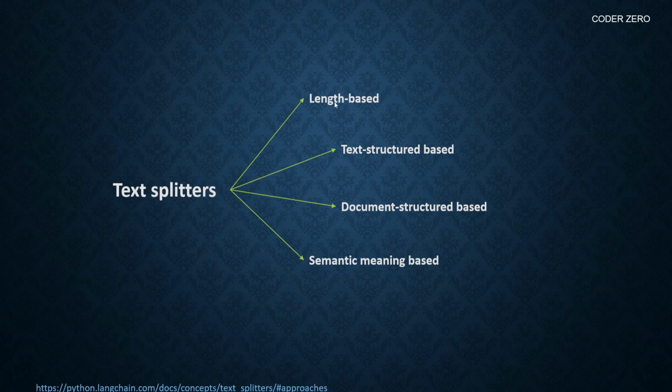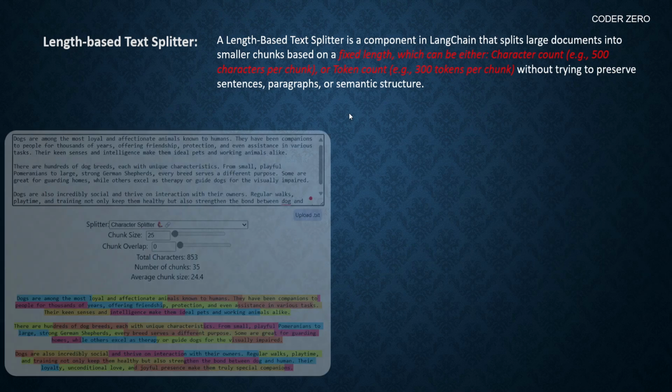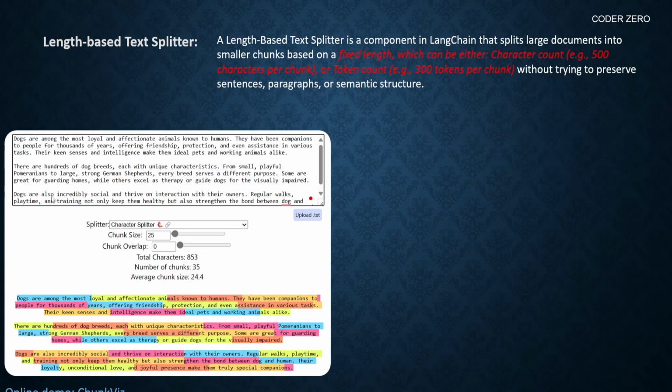Now, what is a length-based splitter? A length-based splitter in LangChain splits large documents into smaller chunks based on a fixed length. This fixed length can be a character count or a token count. So basically, if we have this text with 3 paragraphs and we give a chunk size of 25, it will split the text by counting 25 characters. Each chunk has 25 characters.